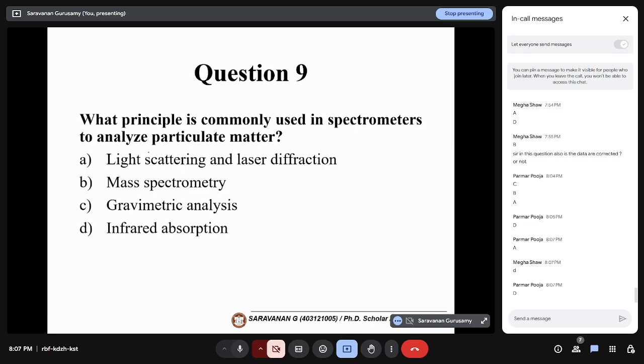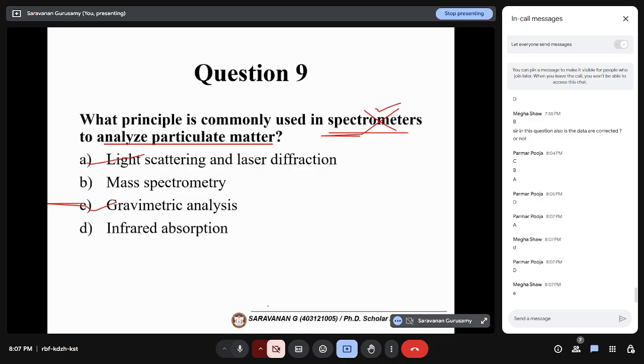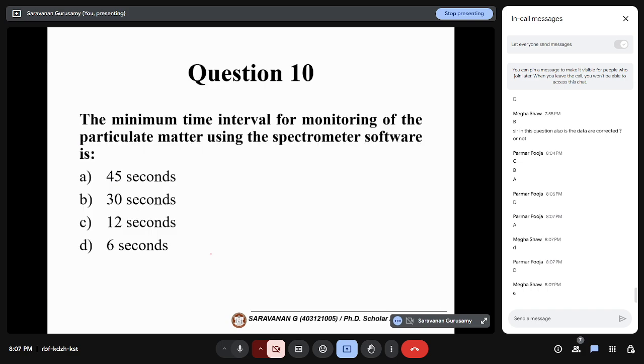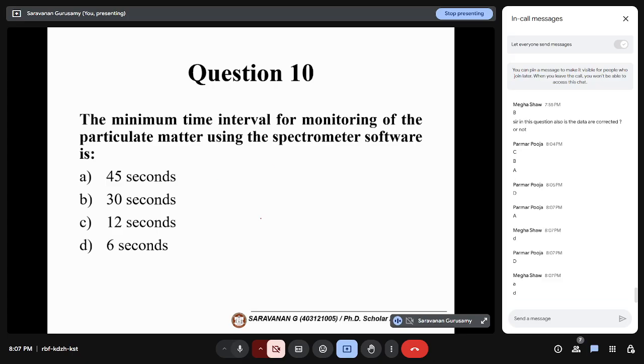For analysis of particulate matter, what can we use? Spectrometers. If spectrometer is not given, gravimetric analysis is correct. If spectrometer is given, the light scattering principle is correct. Light scattering and laser diffraction, this is the method, right? We have seen the same in the albedo effect. Sorry, not the albedo, AOD. What is that?